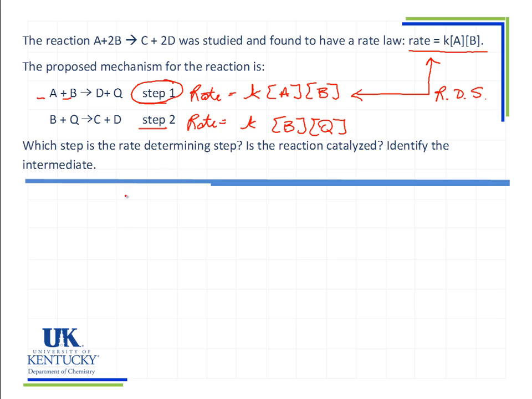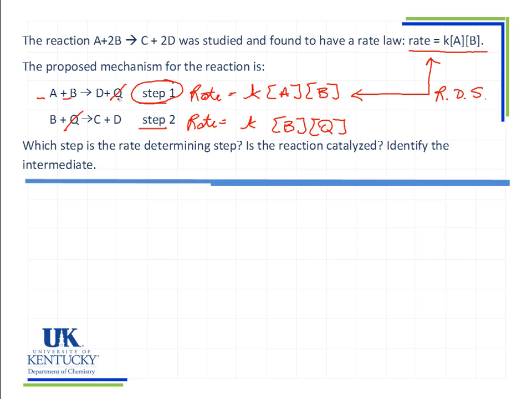The second question asks if the reaction is catalyzed. To be catalyzed, a substance needs to be added to the reaction that gets consumed as a reactant in an early step and later regenerated. As we look at this reaction, we see that Q does cancel out, and that starts out thinking, well, maybe that could be a catalyst. But catalysts are consumed and then later produced.